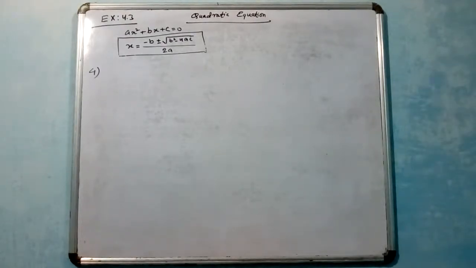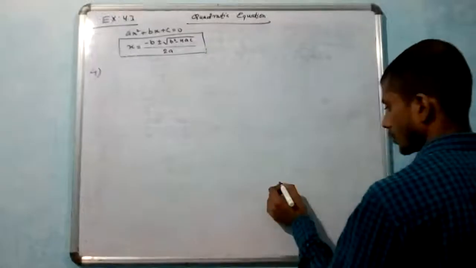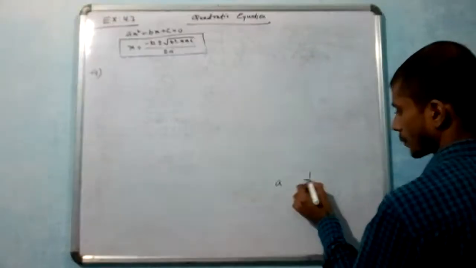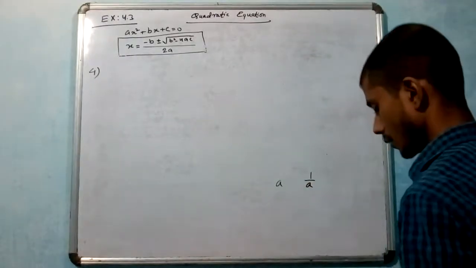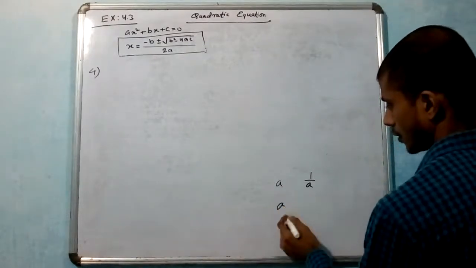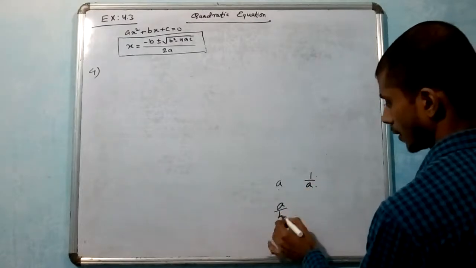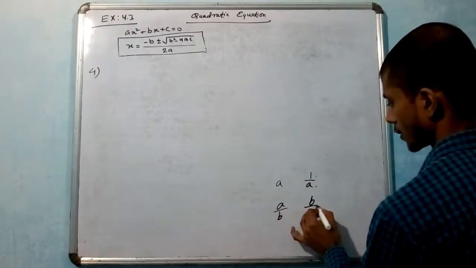Okay, done. Now, what is the question? The sum of the reciprocals. You understood now? If A is the number, the reciprocal is 1 by A. If A by B is the number, then B by A is the reciprocal.